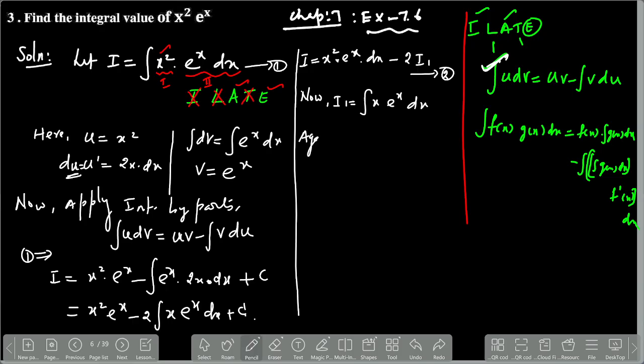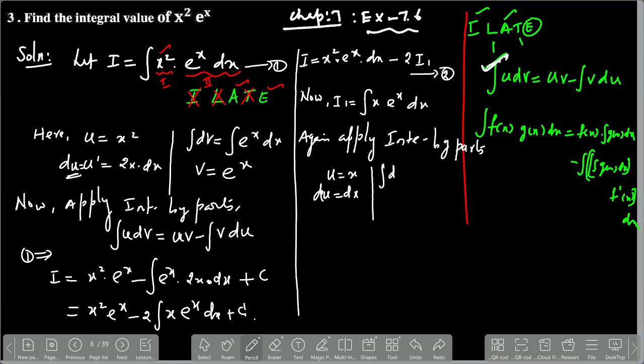Again apply integral by parts. Why are we applying integral by parts again? Because of x into e power x dx. Correct? Now we take u equal to x, that is du equal to dx. And integral dv equal to integral of e power x dx, that is v equal to e power x.